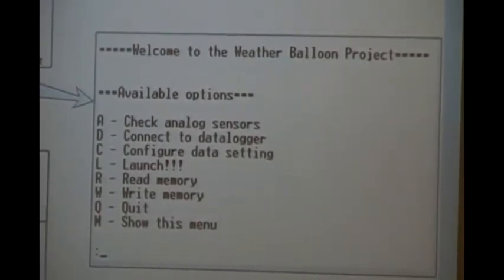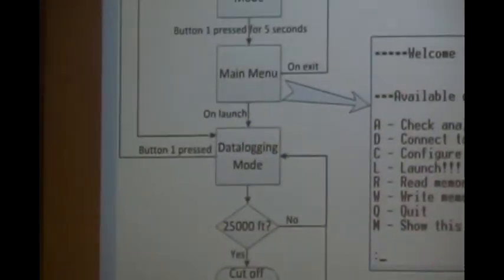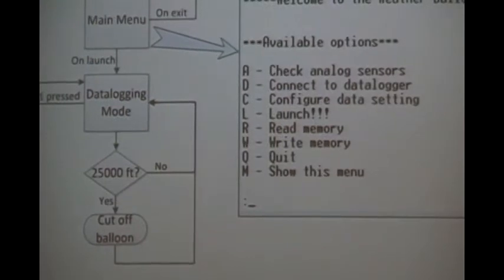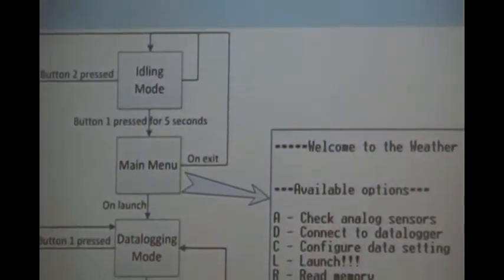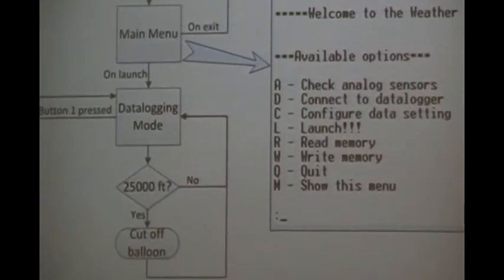The microcontroller will sample the sensor at a rate of 2 Hz, and then send the data to the data logger for storage. At 25,000 feet, the microcontroller will signal the solenoid to turn off the loop, and when the system returns to ground, you can press button 1 to put the microcontroller back to sleep. It is possible to operate the device without a laptop. The main application can be launched by pressing button 2.